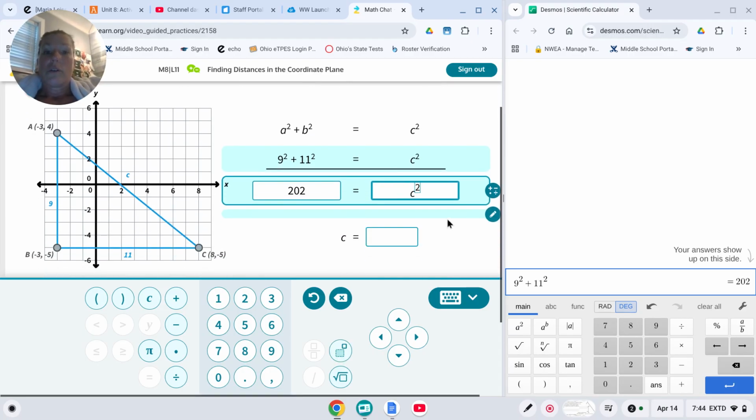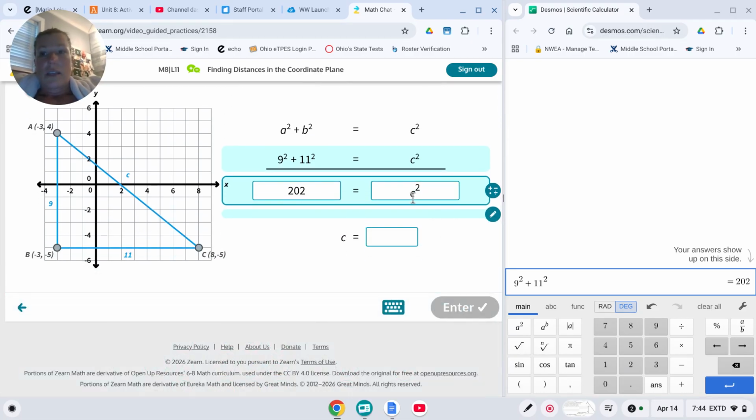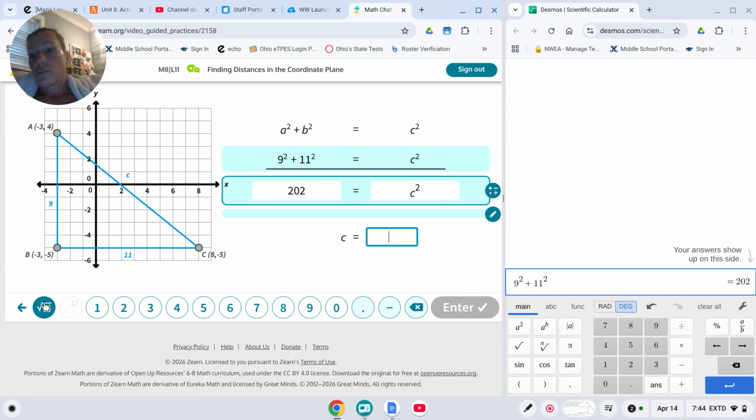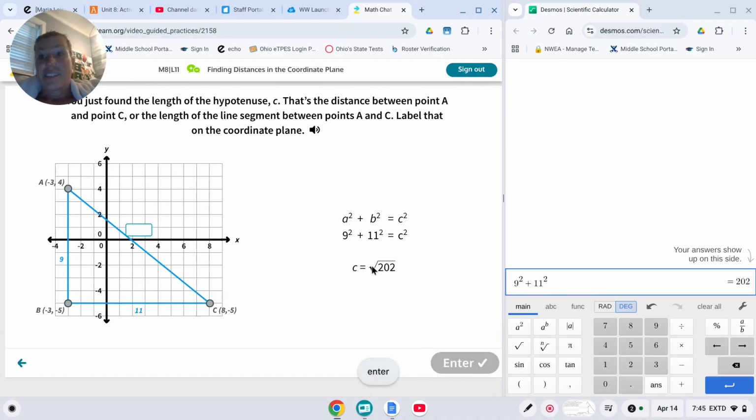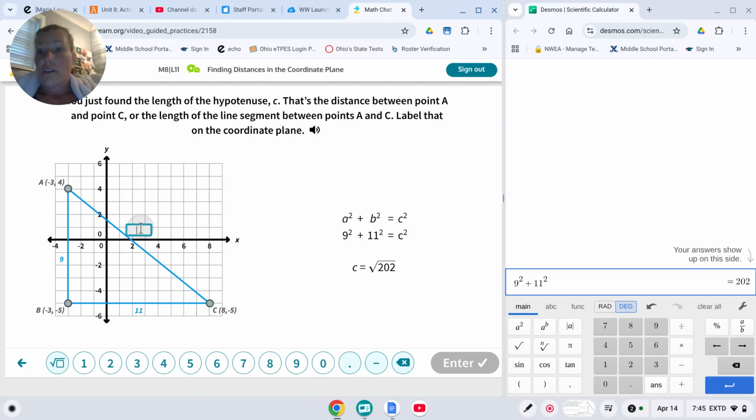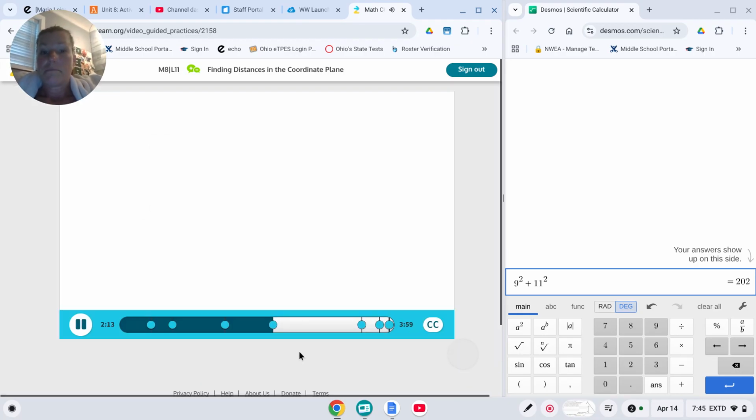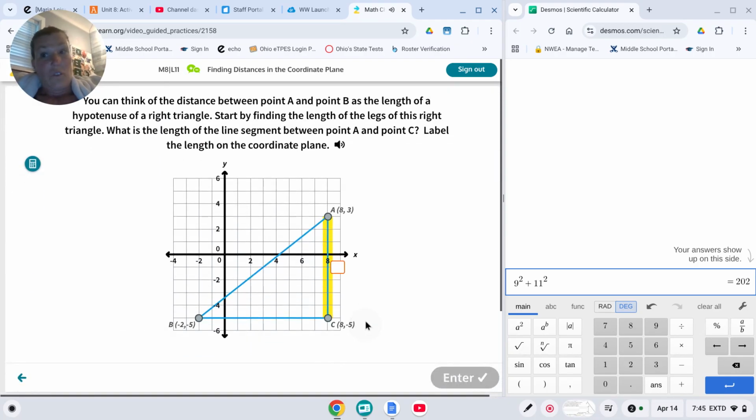Now remember, I can't put that as my answer because it's still squared. It's an area. I undo an area with the square root. So we're going to hit the root sign, since the SQRT shortcut does not work in Zearn. I'm going to hit the root sign and type in that 202. That's it. I'm actually going to put that on the graph. Root sign 202. Hit enter. Good job.